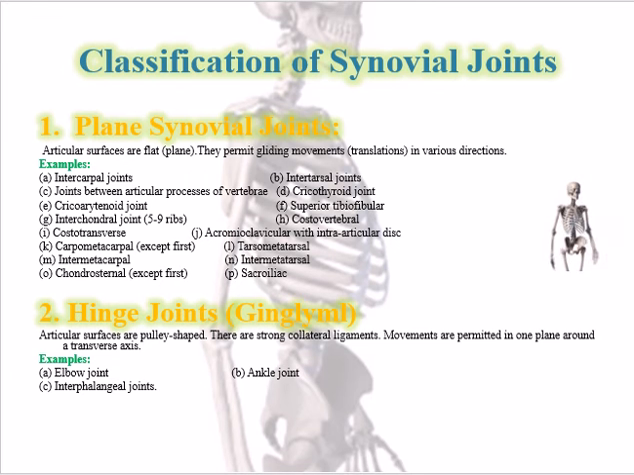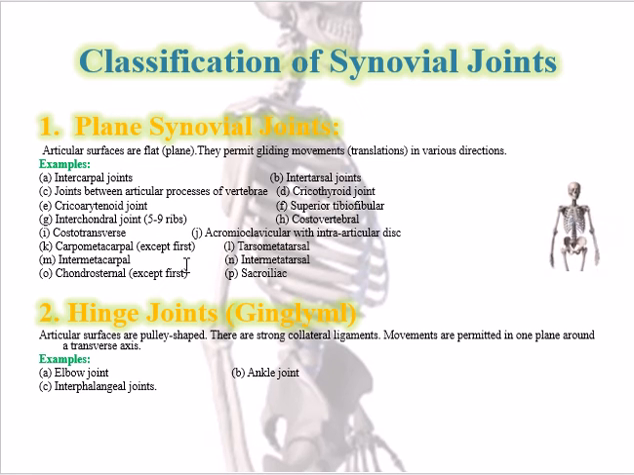Classification of the synovial joints. Number 1. Plain synovial joints. In this type, articular surfaces are flat. They permit gliding movements in various directions. For example, intercarpal joints, intertarsal joints, joints between articular processes of vertebra, cricothyroid joints, cricoarytenoid joint, superior tibiofibular, costovertebral joint, then costotransverse, then acromioclavicular with interarticular disc.